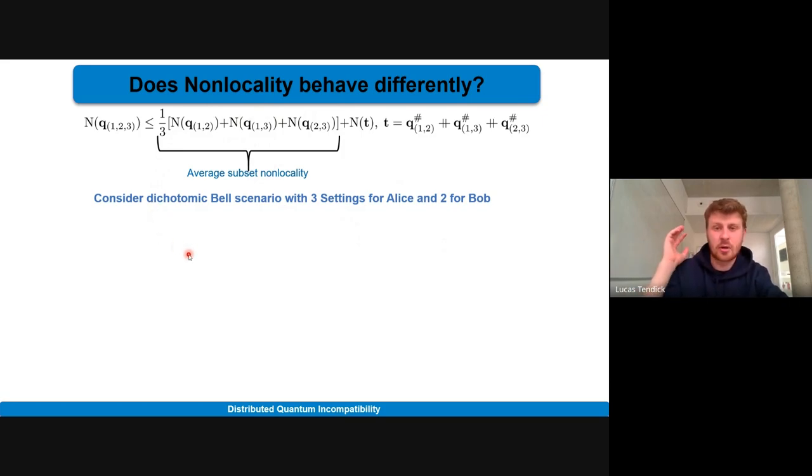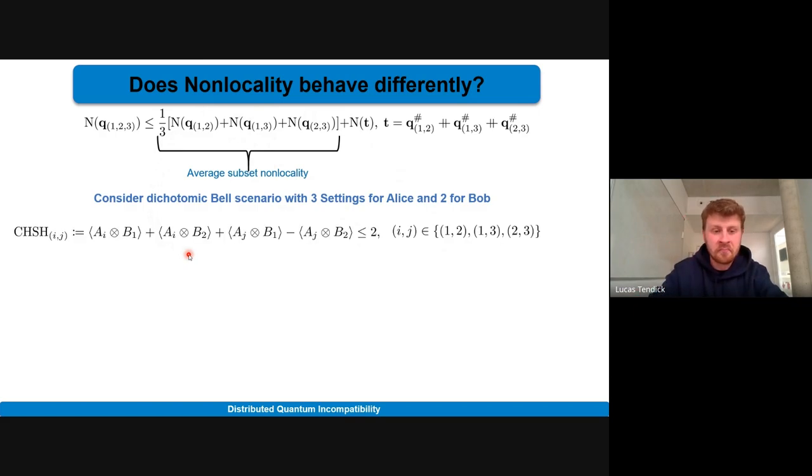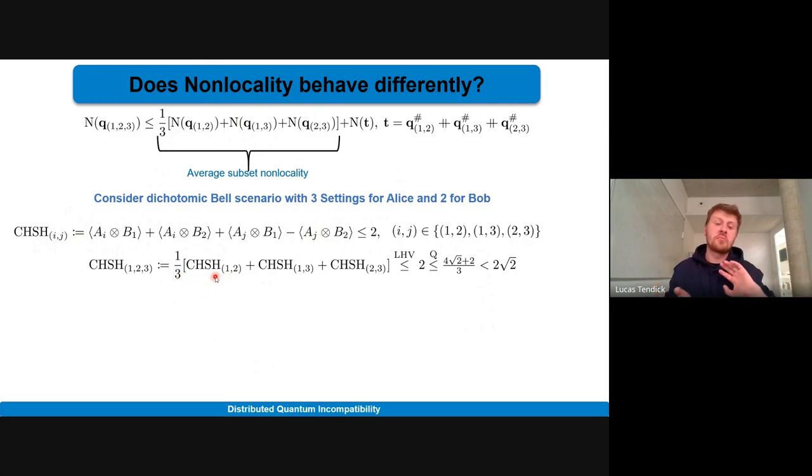Essentially because the CHSH inequality is the only facet of the local polytope in this case, which is interesting. So we have here the CHSH inequality indexed by some ij, where ij is just the tuple of Alice's measurement choice, 1 2, 1 3, or 2 3. So for each of the subsets, we can look at an inequality, meaning we can look at all 3 together and sort of the average CHSH violation, if Alice uses 2 out of 3 measurements and the state and Bob's measurements never change.